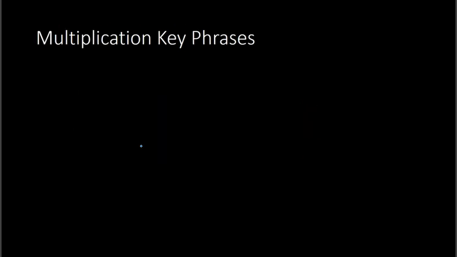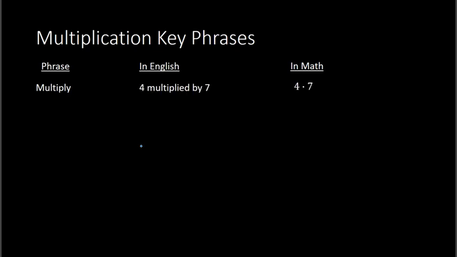Next we have multiplication. A phrase that means multiply would be the word multiply. So if I said 4 multiplied by 7, in math we would write that as 4 times 7. The next word is the word times. If I said 4 times 7, that means I take 4 and then multiply it by 7. The next word is the word product. So if I say the product of 4 and 7, that means I take 4 and multiply it by 7.